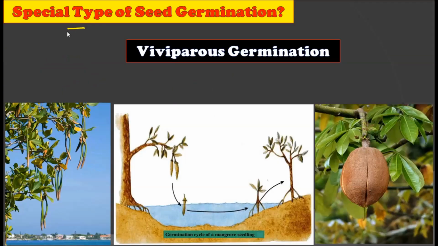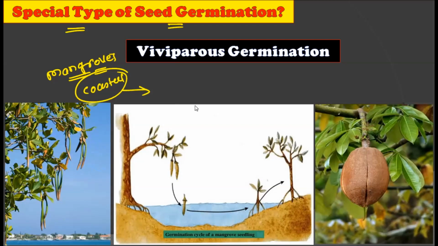Now let us see a very special type of seed germination which often occurs in mangrove plants. As you know, mangrove plants are very special kinds of plants. They always remain along the coastal lines of salty water. That is, they are found along the coastlines of the oceans. And these mangroves show viviparous germination. This is very interesting because this is not related to the epigeal or hypogeal germination. It is a completely independent, another type of germination.